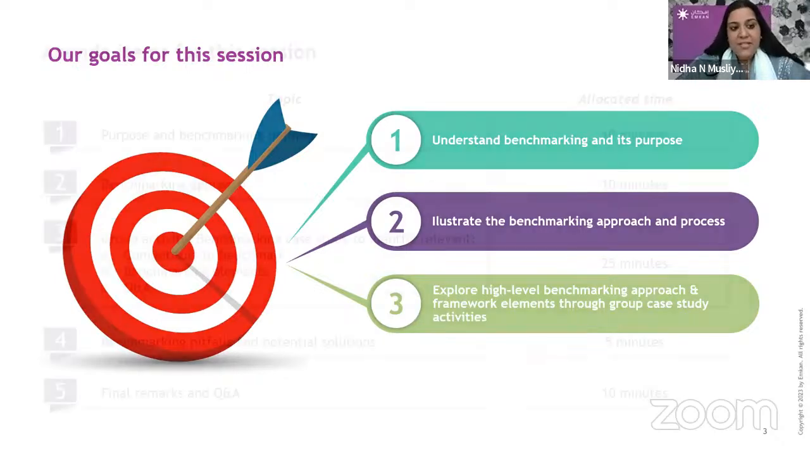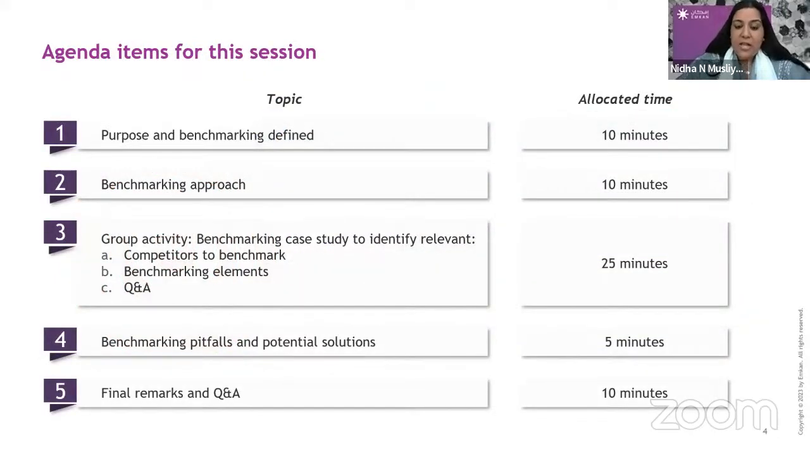The agenda for today's session is as follows. We'll allocate about 10 minutes for the purpose and defining benchmarking. We'll go over the approach, and then we'll dive right into the group activity, which will take approximately 25 minutes. And then we will talk about some benchmarking pitfalls and potential solutions. And then we conclude with final remarks and any questions that you might have.